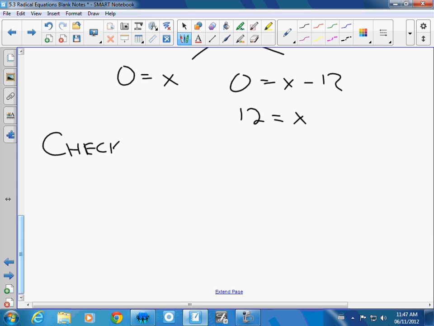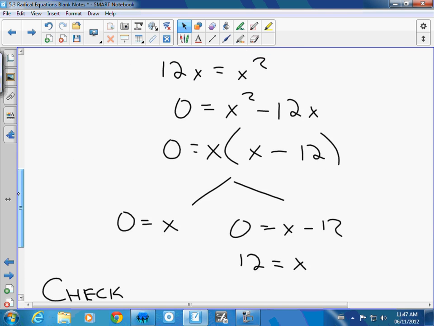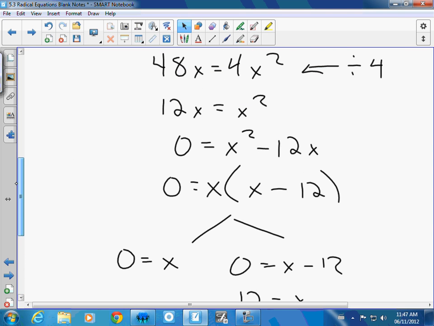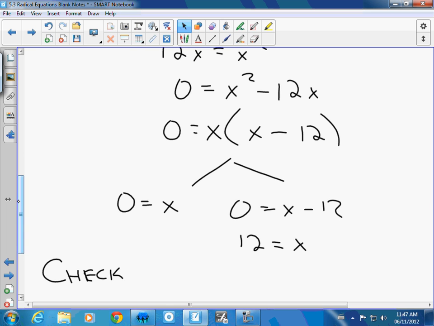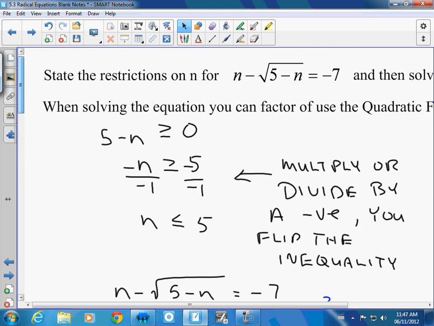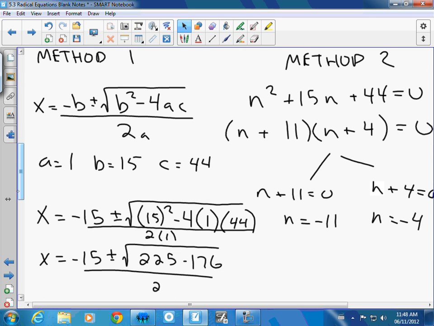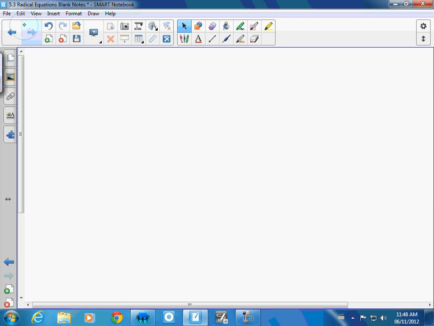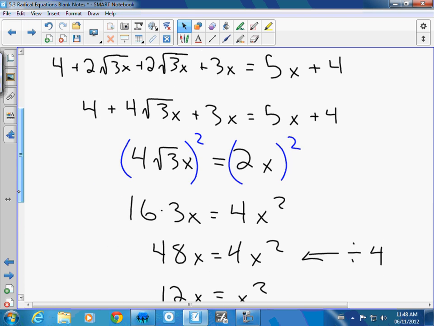Yep, ask away. I don't understand. Which part? Are you asking about 0 equals x, make it like that? This? Yeah, we just split it. Look on the previous page. Right here: n plus 11 times n plus 4 equals 0. So we just split them, right? So n plus 11 equals 0, n plus 4 equals 0. You see that? And then we just solve for n. You just move the 11 to the other side, you move the 4 to the other side. You know how to do this, right? This right here is the exact same thing.